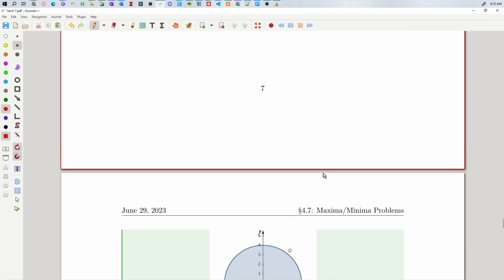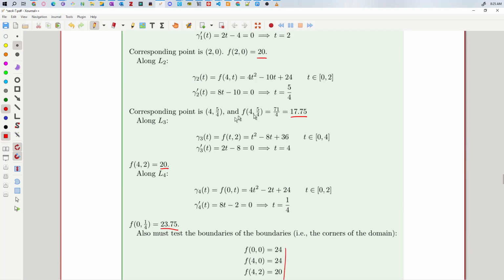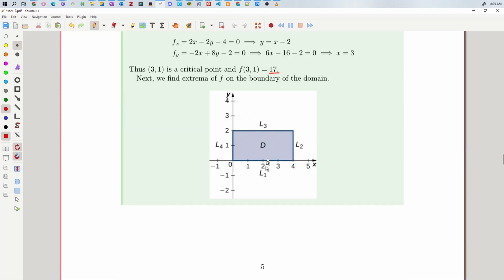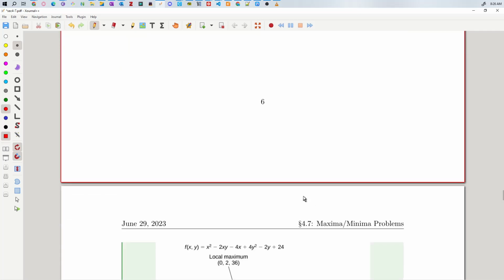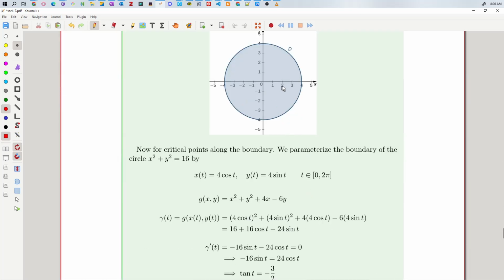Okay, so just like in the previous example, we parameterized the boundary, but in that case we had 4 different pieces to parameterize, since you can't combine them into a single function. You can't parameterize L2 and L3 as a single function because there's a corner there. It doesn't smoothly go around. But with a circle, you can parameterize the entire boundary with just a single function, right?